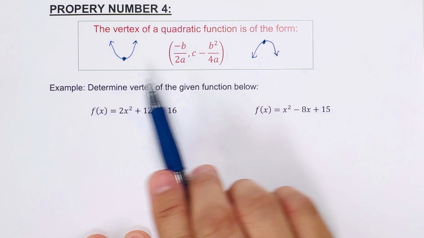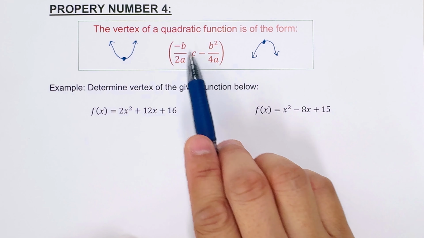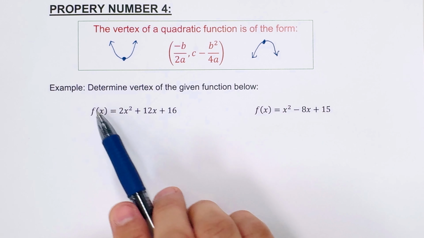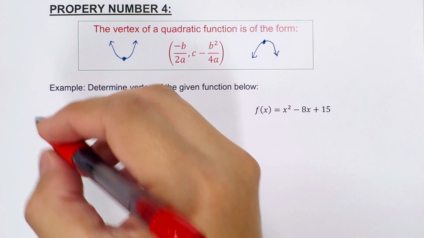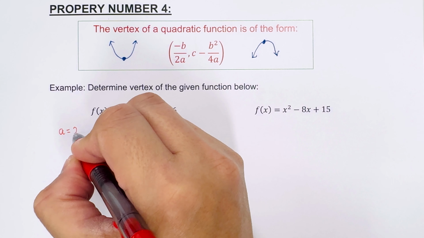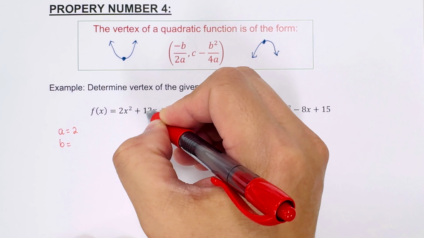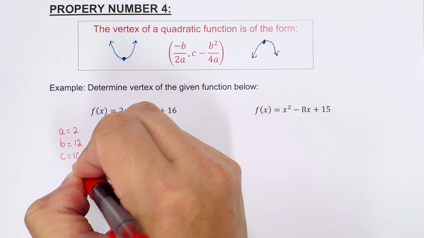Now, how do we determine the coordinate for this vertex? We're going to use this equation right here. So let's take the first example here. We're going to write down the a, b, and c first, so it's very important that we know what a, b, and c are, because we're going to plug them into the equation. So let's start with the a first on the first example. A is 2, our b is 12, our c is 16.